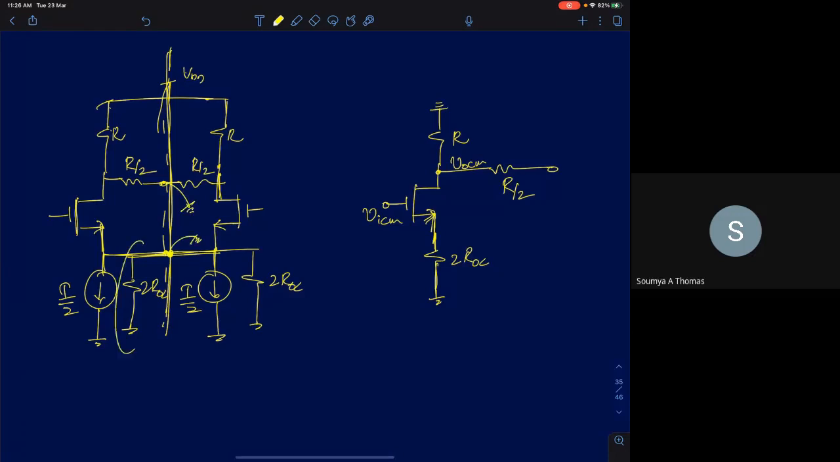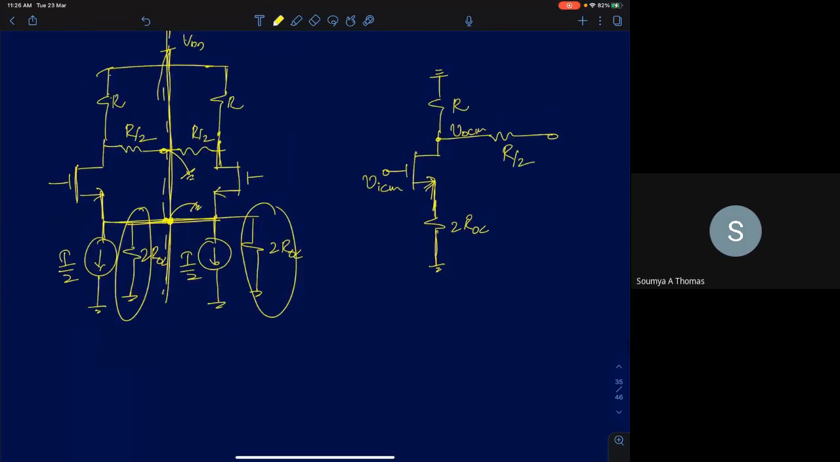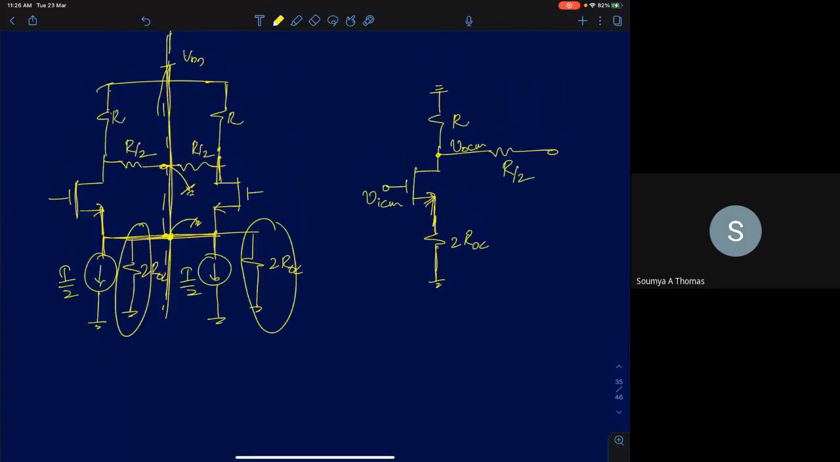So does this resistor R matter? Does this resistor R matter in your gain? In a differential circuit, I'm talking about differential gain. Does this R matter in a differential circuit? No, right? Because this node comes to AC ground. The other end is also at AC ground. So the current through the resistor is 0.